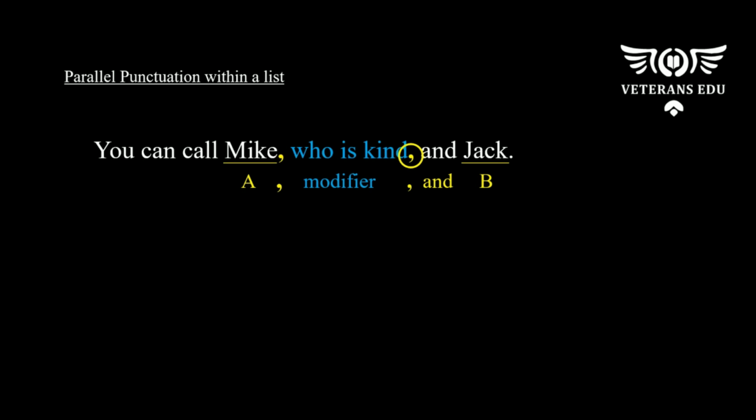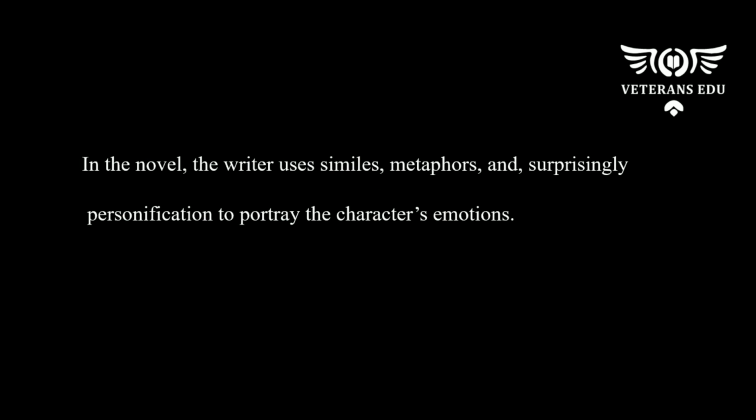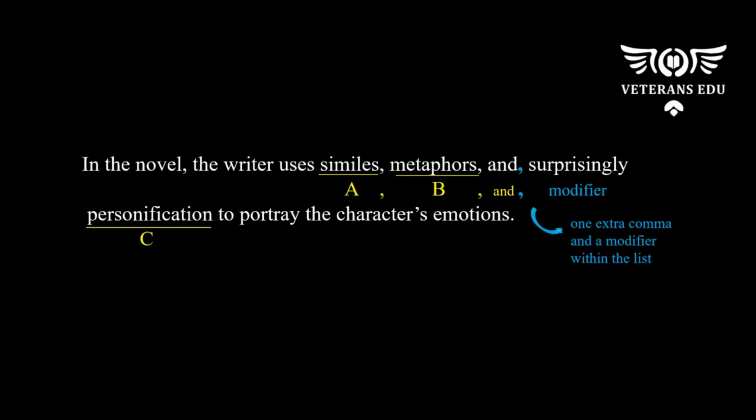Now, let's go back to our first question. Can you identify the error in this sentence? When you're approaching the punctuation questions in the SAT, always try to identify the core element of the sentence. Here, I'm listing 3 items. The writer uses similes, metaphors, and personification. When you look closely, you see how there's a modifier within the list and that there's only one comma separating the modifier. To fix this sentence, all we have to do is add another comma like this.